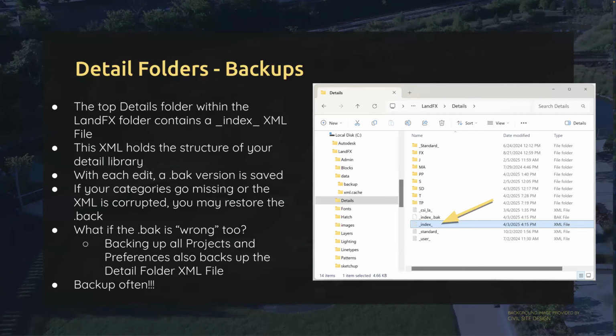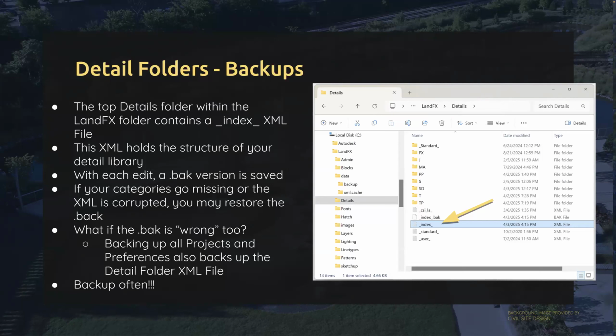But the Land Effects system reads the categories and folders of your detail library through an XML file stored and saved in the top level Land Effects details folder. The index XML is how the system finds your details within your folders.